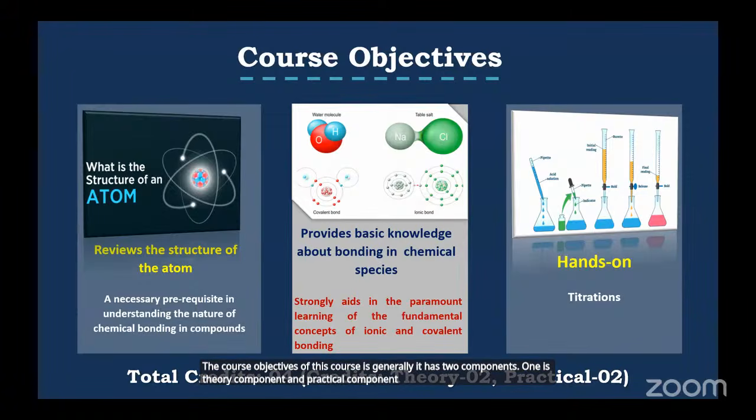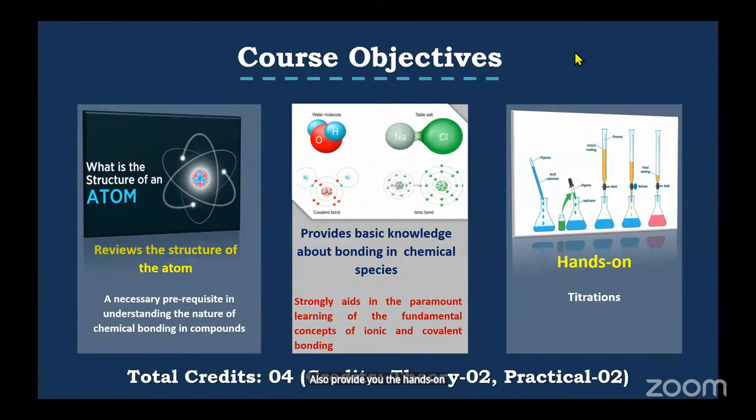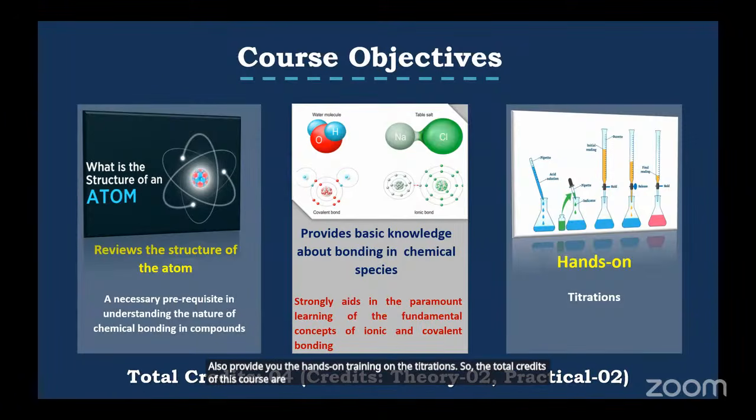The theory component reviews the structure of atom. That means you will understand the basic structure of atom and its details. And it also provides the basic knowledge about the bonding in chemical species. The practical component also provides you hands-on training on titrations. So the total credits of this course are 4. The theory component has 2 credits as well as the practical component has 2.